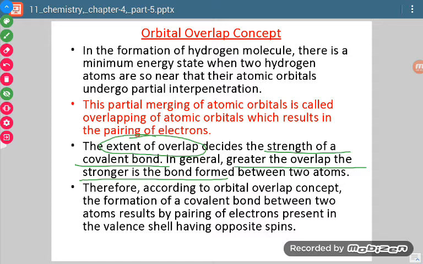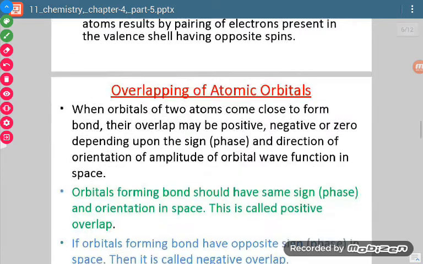Okay, so according to the orbital overlap concept, the formation of a covalent bond between two atoms results from pairing of electrons present in the valence shell having opposite spins. So first of all, a bond is formed when there are two electrons and those two electrons have opposite spins, and then they come nearer, and then there is orbital overlapping, and then there is bond formation.